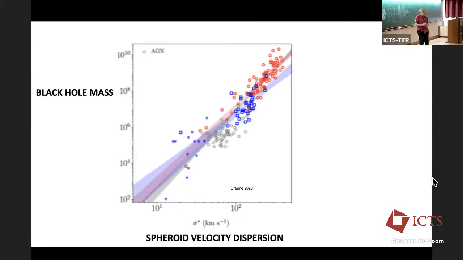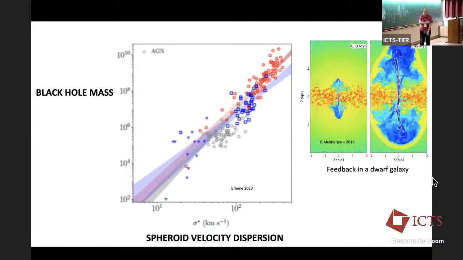And so all of that is fascinating stuff, and it's all connected together. Okay, and so here's an example of a simulation by Dipanjan Mukherjee. And you can see this beautiful simulation in a dwarf galaxy.